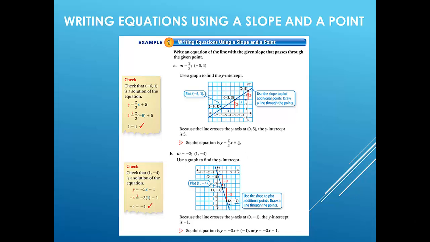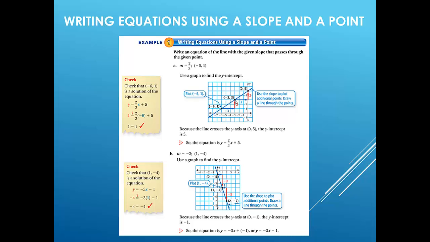So first we're going to plot (-6, 1). Starting at (0, 0), we're going to go to the left 6 for -6, and then up 1. Now we'll use our slope to get additional points. Our slope is 2/3, so the rise is 2 and the run is 3. We can also say the run is 3 and then the rise is 2, so we could go over 3 and then up 2. Then we could have the point at (-3, 3).